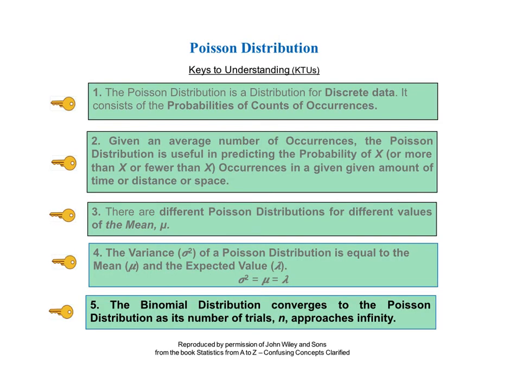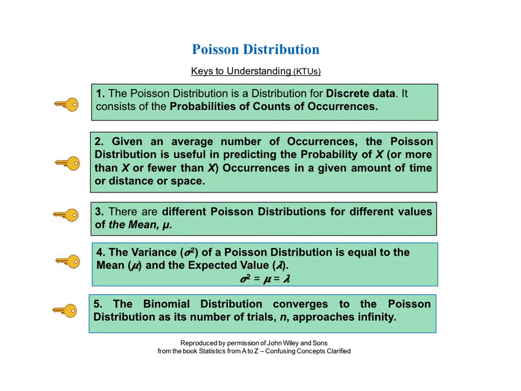The fifth and final KTU says the binomial distribution converges to the Poisson distribution as its number of trials, n, approaches infinity. And here on one page are all 5 keys to understanding the concept of Poisson distribution. You may wish to pause the video at this point to read them all together.